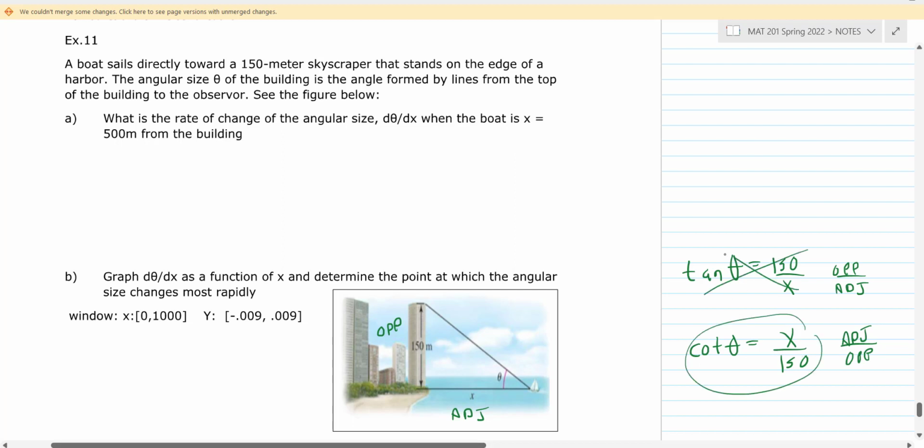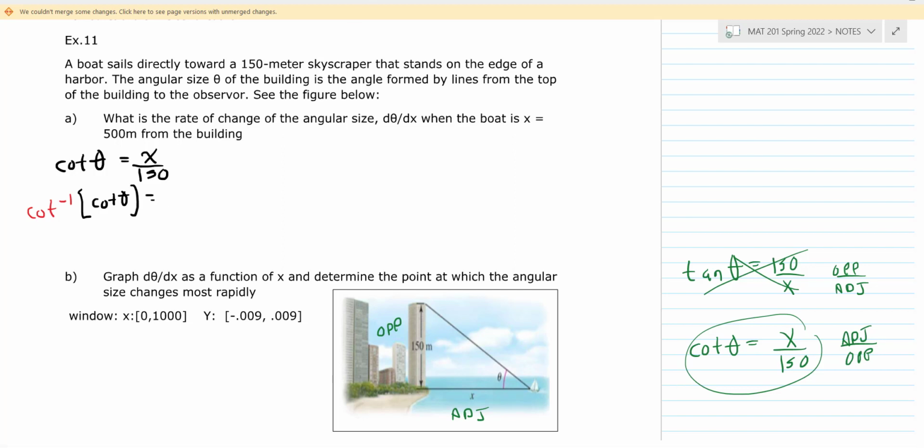Now, you could do this problem either way, but this one's better because the x is in the numerator. I'm going to take the derivative of both sides, and I like that x in the numerator. So I'm going to write this down as cotangent of theta equals x over 150. Now, you can do this in your head too, but I'm going to take the inverse cotangent of both sides of this equation to solve for theta.